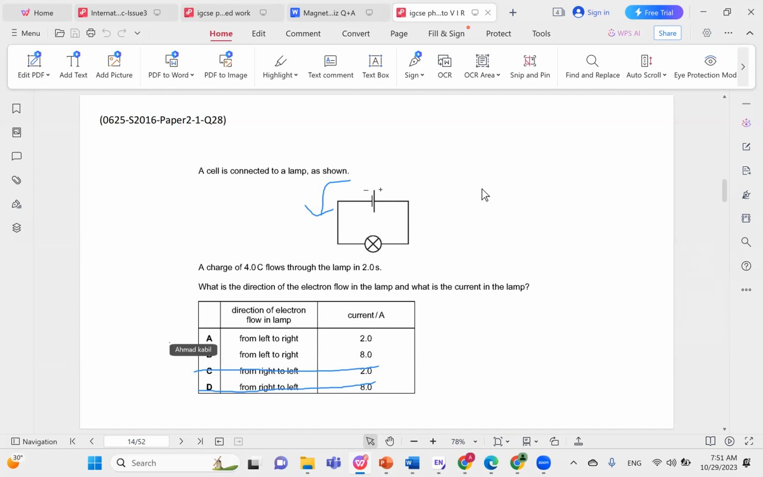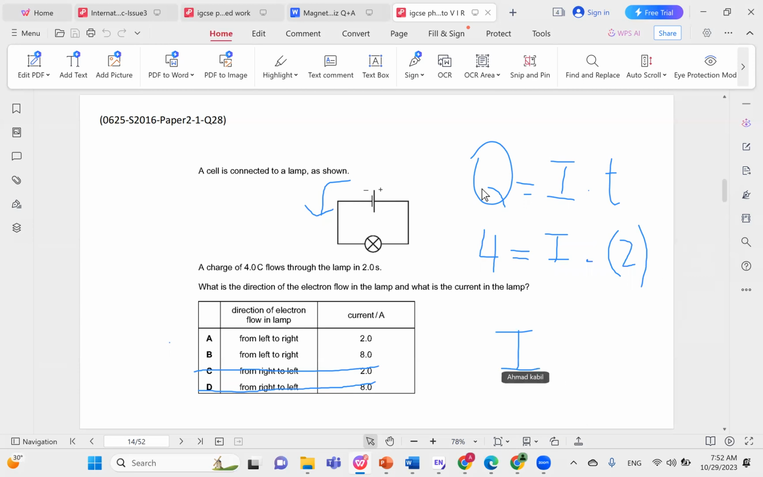What is the current? So the current can be obtained using the equation Q equals IT. Q is the charge, and we are given that the charge is 4. We do not know the current, and we're given that the time is 2. So the current is equal to 4 divided by 2, and this is equal to 2 amperes. So therefore, the correct choice here would be choice A.